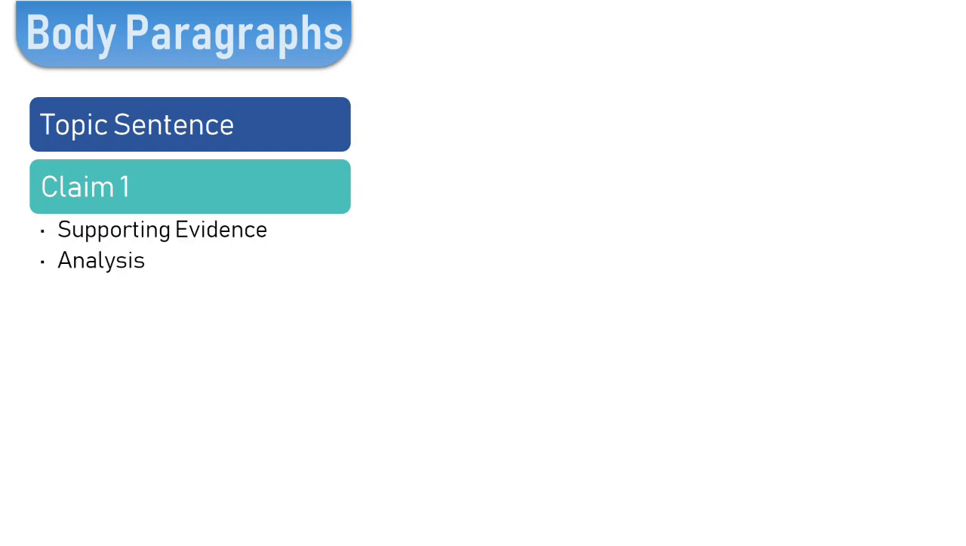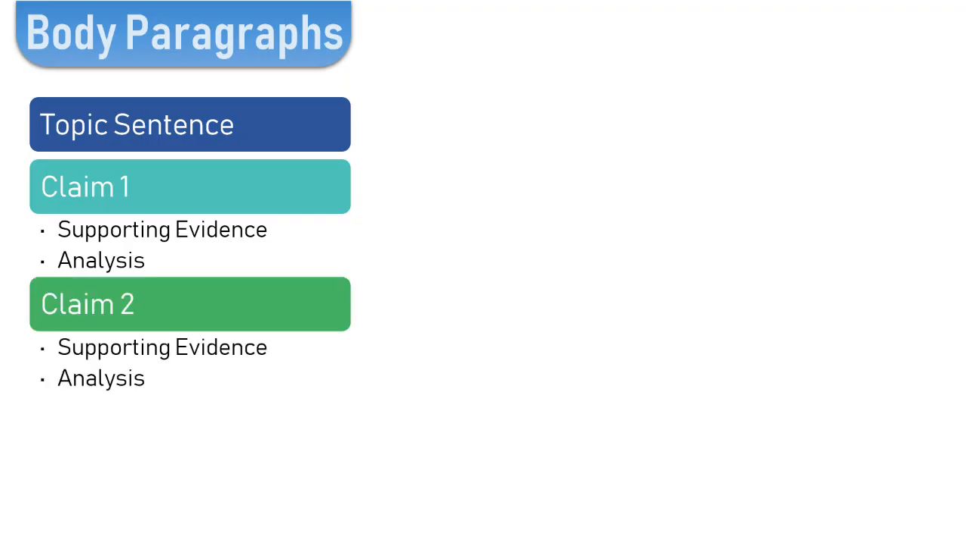Your body paragraphs should follow the same structure. You'll have a topic sentence, which describes the main goal of the paragraph in total, and you'll have your first claim, which explains what exactly you are going to do in order to achieve the goal stated in the topic sentence. To support that claim, you'll list out your evidence and then analyze your evidence. You'll repeat that for however many claims you have in your body paragraph.